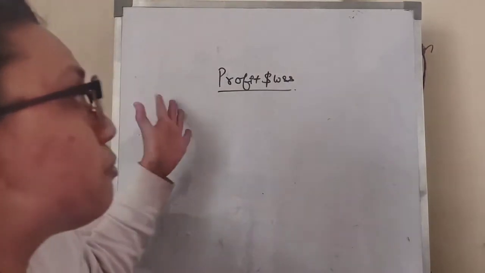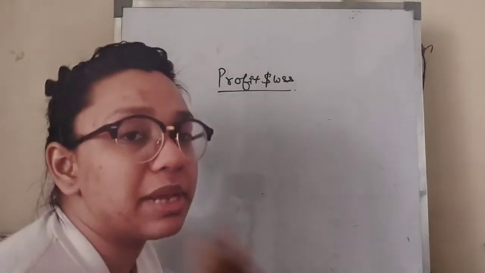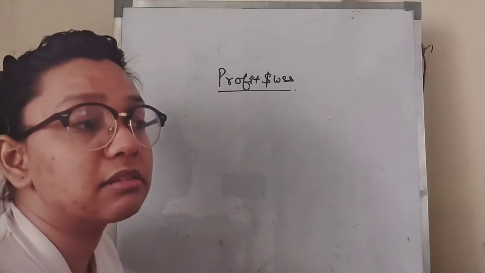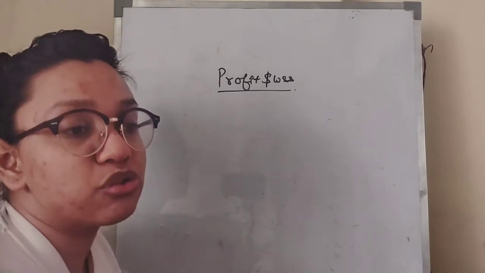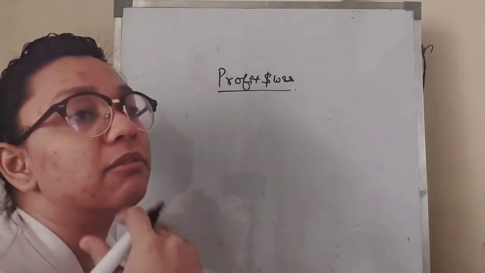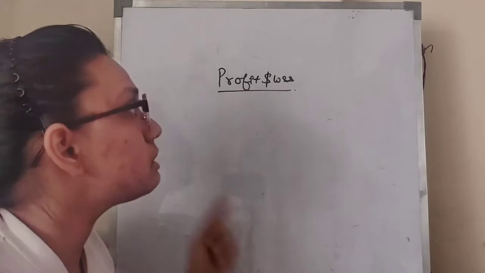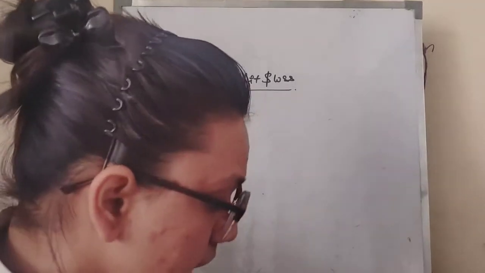Starting with profits and losses, first I'll cover the basics, and then I'll go to how to solve the simplest forms of questions and how to detect how we can solve a question in the shortest method. So we are going to do all these things. Now, coming to profits and losses.